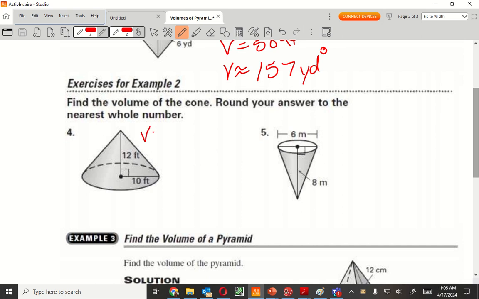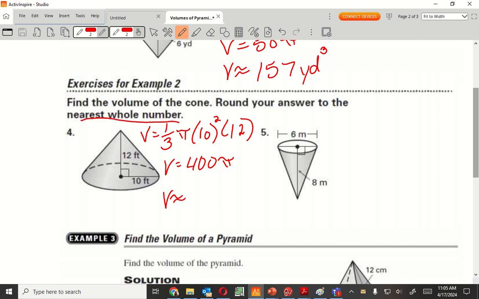Alright, volume. 1/3 pi 10 squared times 12, which is going to multiply, so 1200 divided by 3. So volume is 400 pi, which volume is going to be about, nearest whole number. 140. One what? 125. No, 6. 6? Yeah. Why? Because. Show me. It's not.